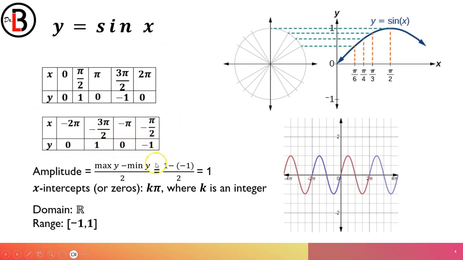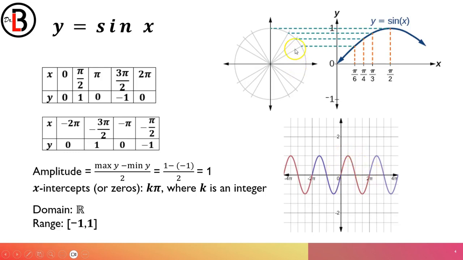So that is present in the graph at the bottom here, wherein at 0, the value of y is 0. At pi over 2, it's 1. At pi, it's 0. At 3 pi over 2, it's negative 1. And at 2 pi, it's 0. So you can see here one complete period for the pink graph.